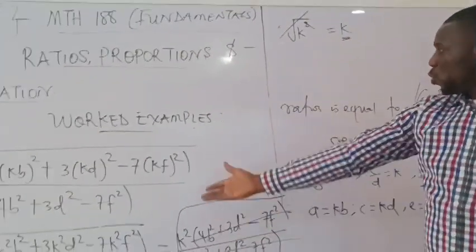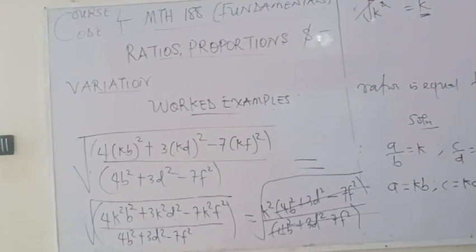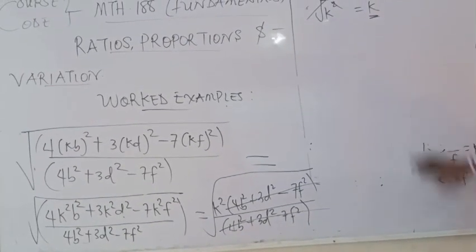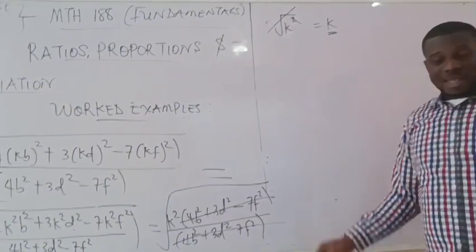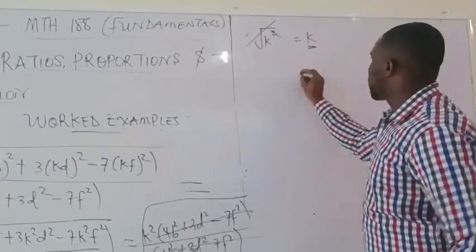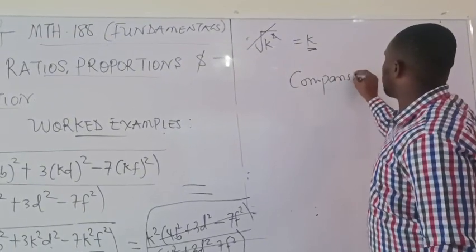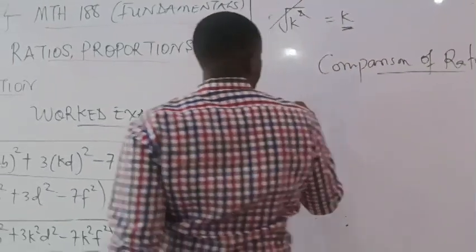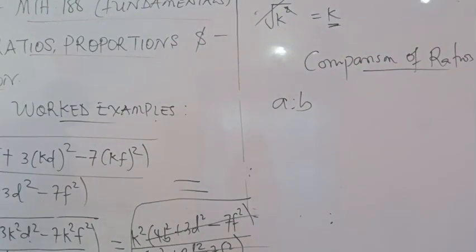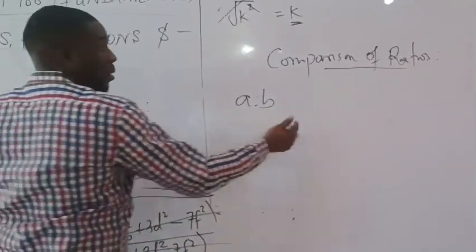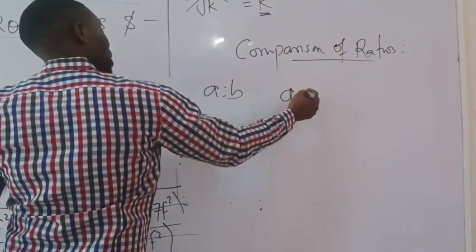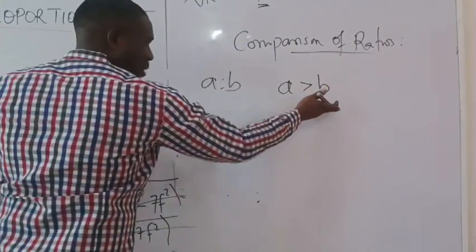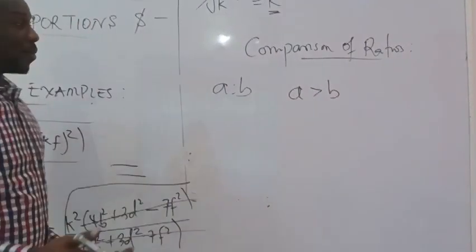Now we move on to comparing of ratios. We could compare two or more ratios by sticking a greater than or less than sign. So, comparison of ratios. If I have ratio A to B, of course, if I compare this, A could be greater or less than B. If A is greater than B, it means B is less than A, and of course vice versa.